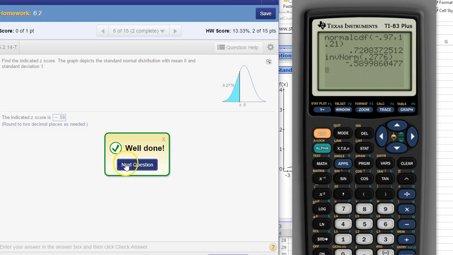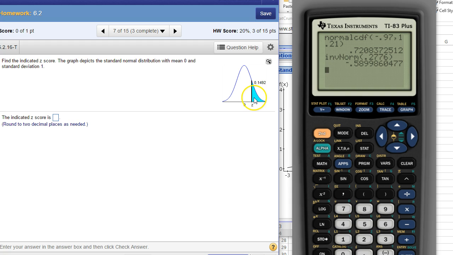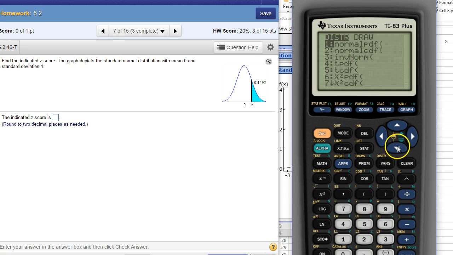All right, now if that area is to the right, like it is on this problem, we have to make a little adjustment. It's still inverse normal, because you use inverse normal anytime you are given area to the left or right and you have to find a number on the number line. You just have to adjust this. This is the area to the right. The area to the left is 1 minus that number, because the total area is 1.